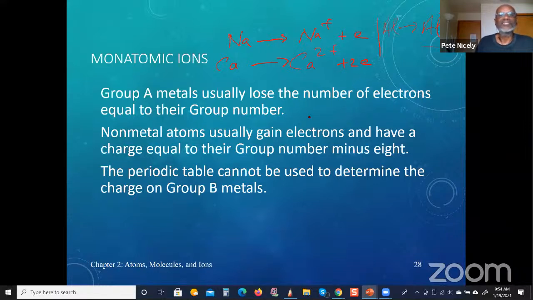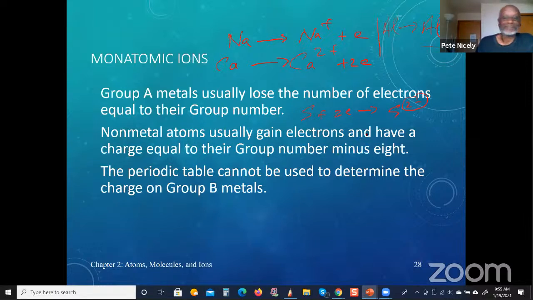As far as nonmetals are concerned, as stated here, the nonmetals will gain electrons and have a charge equal to their group number minus 8. So basically, if we were to use sulfur, which belongs to group 6, it will tend to gain 2 electrons to form the S2- ion, which would be the charge resulting from the 2 electrons being added to the neutral atom. And as stated here, the charge will be equal to the group number minus 8. The group number of sulfur is 6, minus 8 gives you -2. So that's basically how the sulfide ion ends up with a charge of -2.